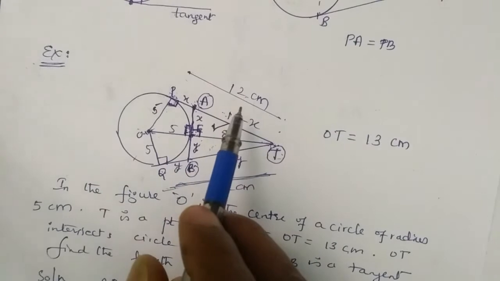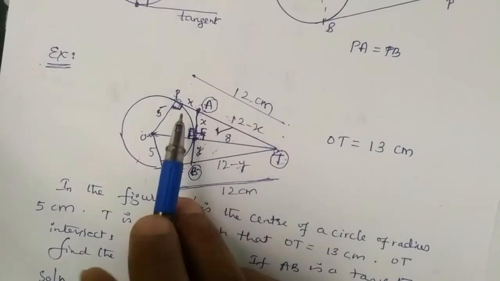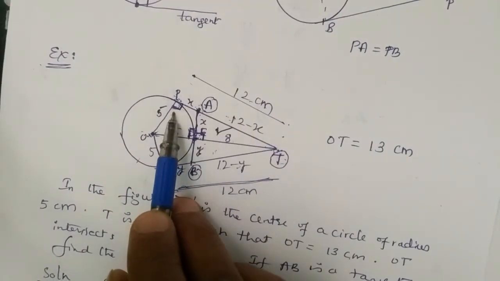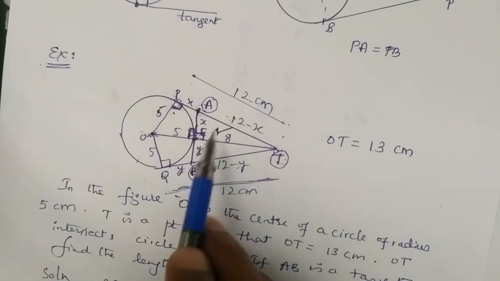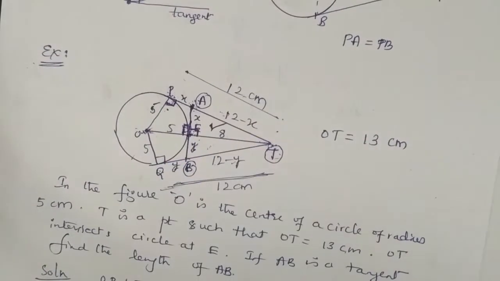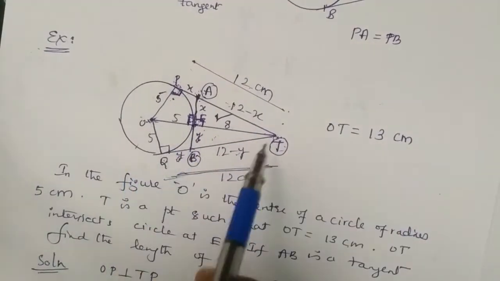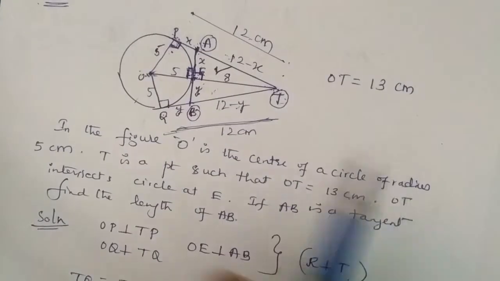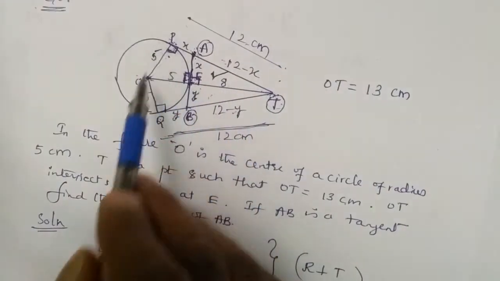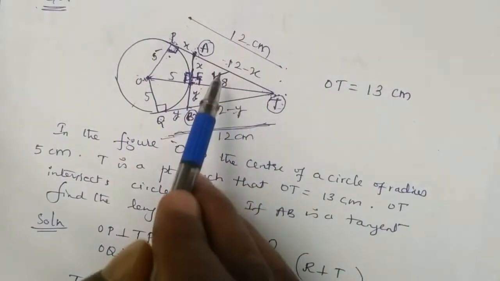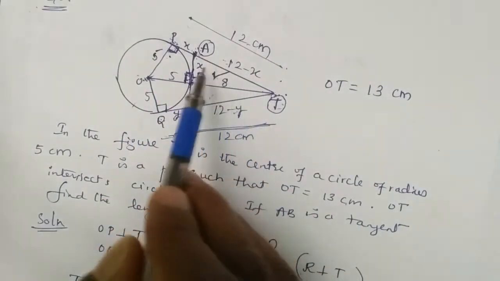When sides are unknown, you go for the Pythagoras theorem in a right angle triangle, because we already got a right angle triangle, and unknown sides are there. In a right angle triangle with unknown sides, the best method is to use the Pythagoras theorem. That one we applied twice here, because for the big triangle I applied first, I got TP. Then for this small triangle I applied, I got the x value.